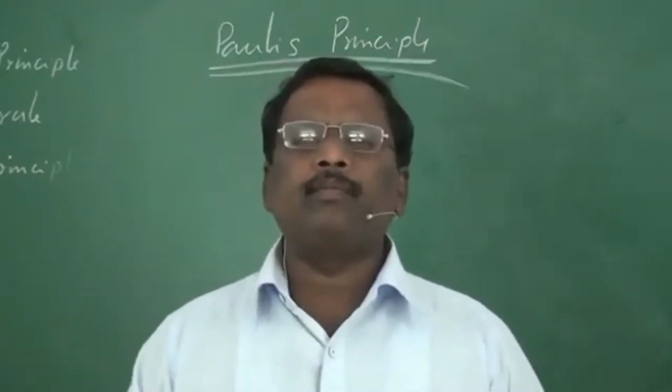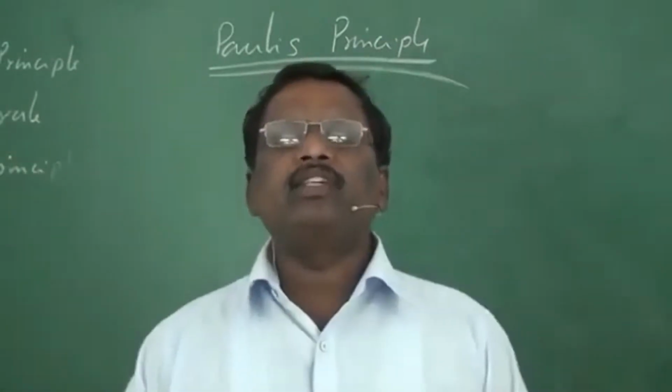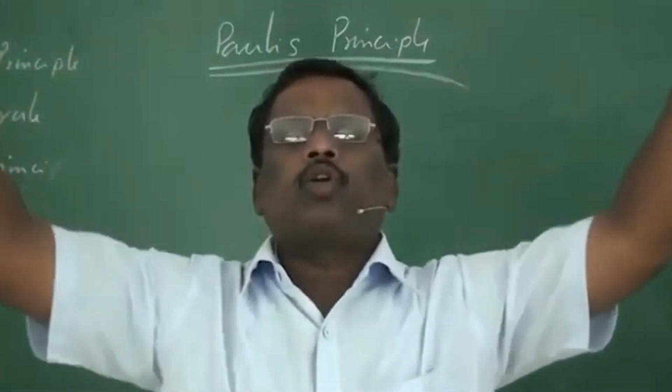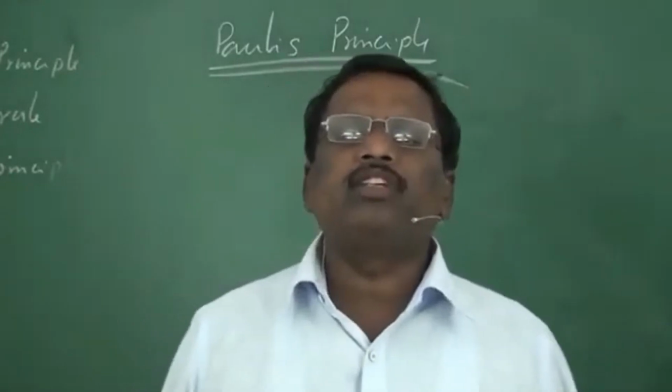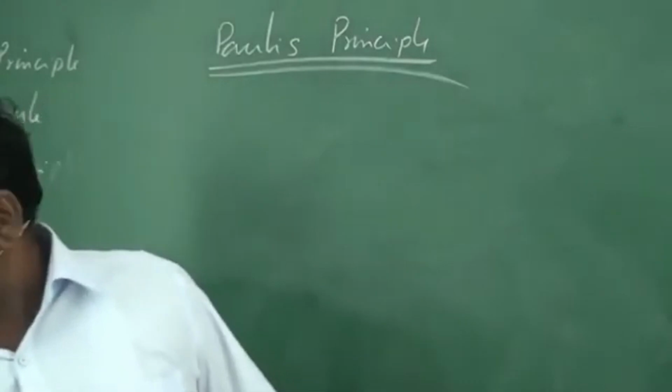Sometimes the n value may be the same. In such cases, the l value will be changed. If n and l are the same, the m value will be changed. If n, l and m values are the same, automatically the spin quantum value will be changed. Let us see how it is possible.